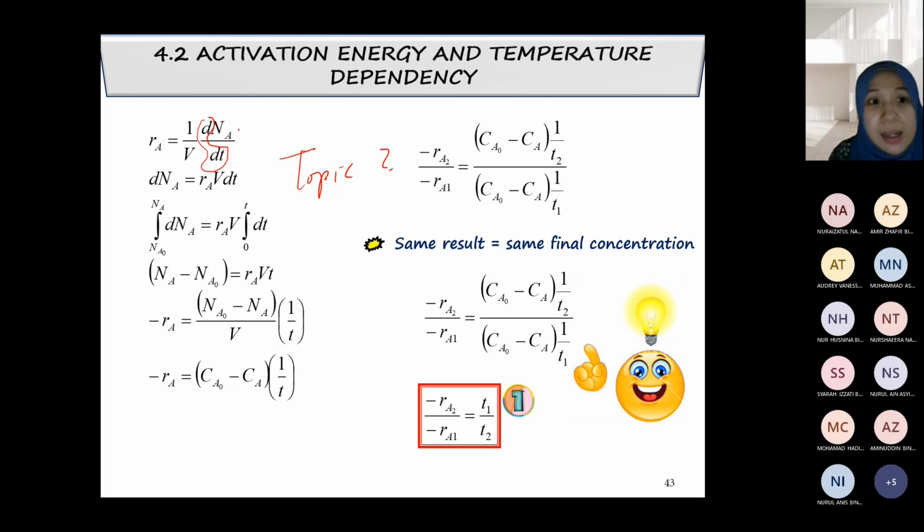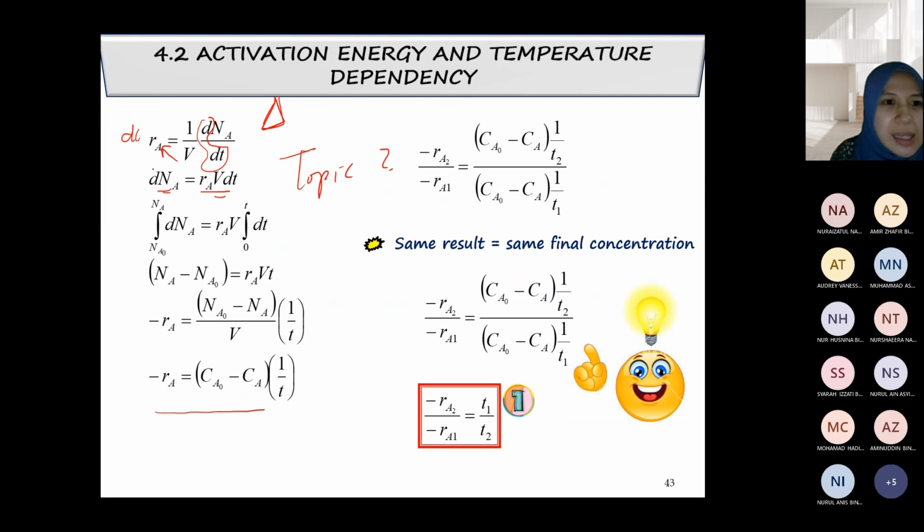Remember bila you belajar calculus, bila you ada differential equation, you nak dapatkan dia dalam bentuk macam ni sahaja, you kena integratekan dia. Integrate dia mesti sebelah kiri dengan kanan ada in term of changes. D ni saya selalu panggil changes lah. So dNA sebelah sini, akan naik sini V, akan naik sini dt. That's why you akan dapat dNA is equal to RA V dt.